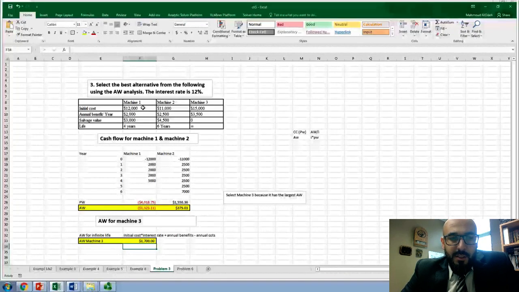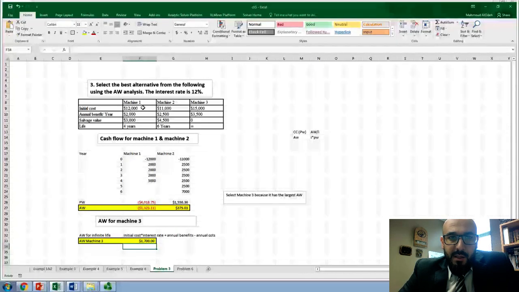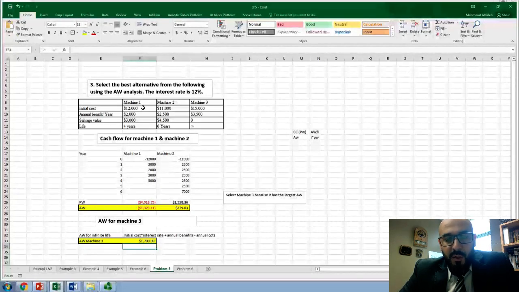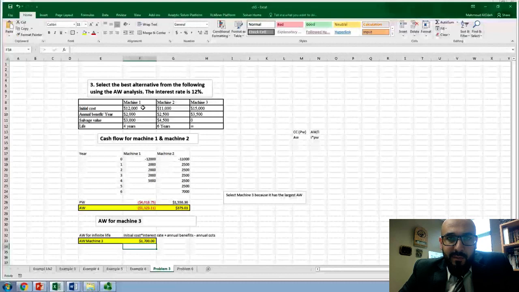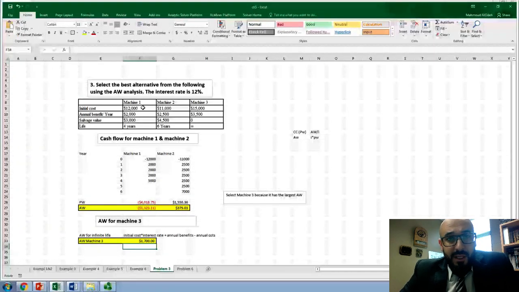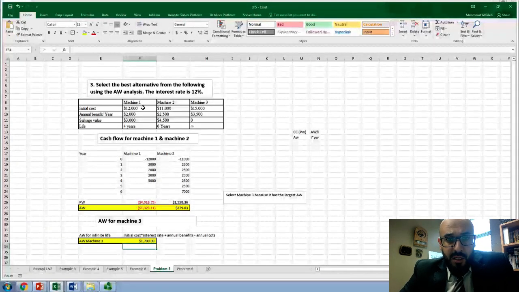So as you see, this question has three alternatives, and one of these alternatives has an infinite life. So what we need to do is build the cash flow for machine 1 and the cash flow for machine 2, but not for machine 3. For machine 3, we have to use a different equation than building a cash flow.